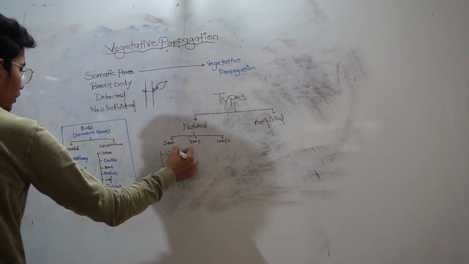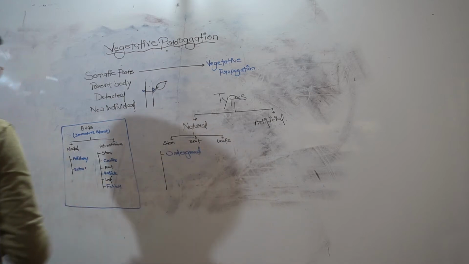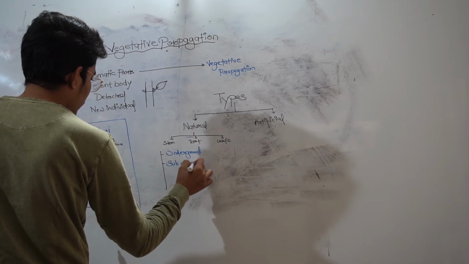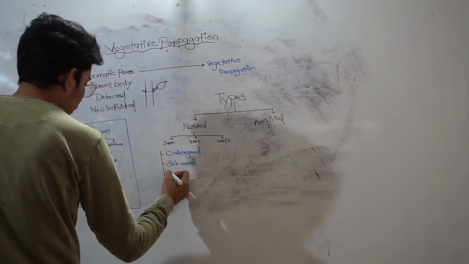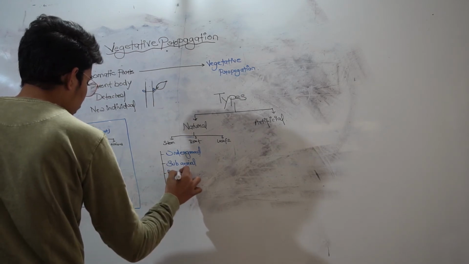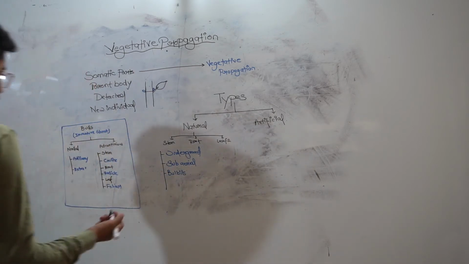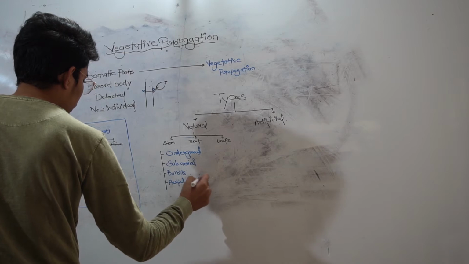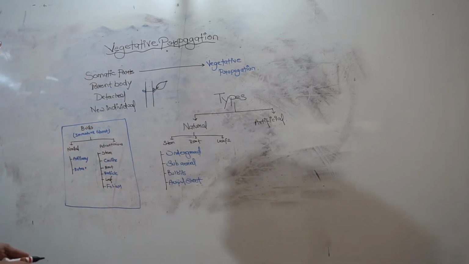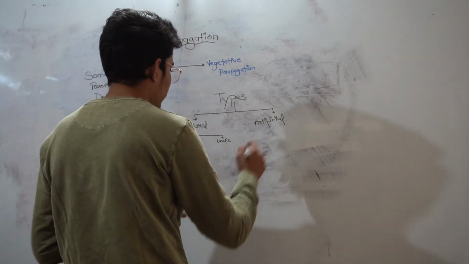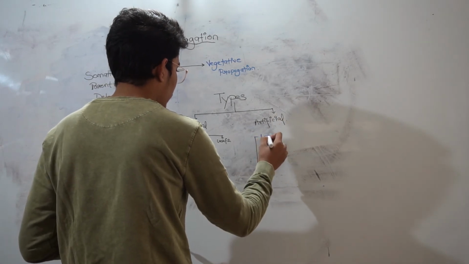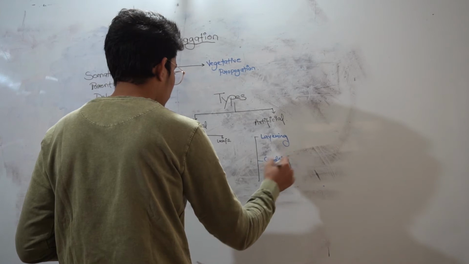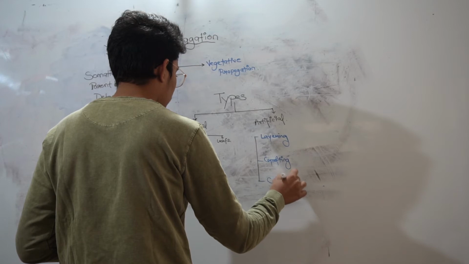Now they can be underground, they can be subaerial, they also can be types of bulbils, and they can also be of aerial shoot. And in the artificial, there are three types: layering, grafting, cutting.